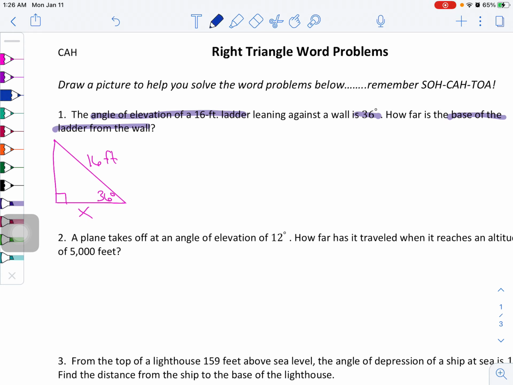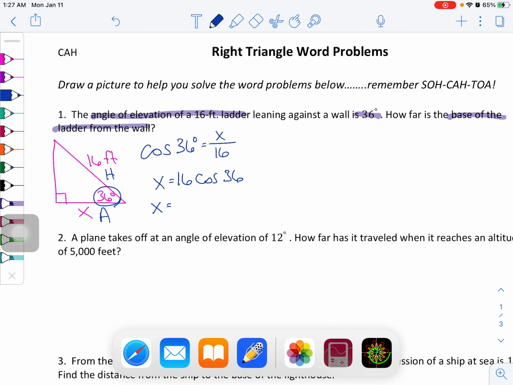So now that we've translated into a picture, from the picture, I want to translate into an equation. So here's my reference angle. I know this side's adjacent. I know this side's hypotenuse. So using those two pieces of information, I'm going to talk about the cosine of 36 degrees is equal to the adjacent over the hypotenuse. I am going to cross multiply to solve. So x is equal to 16 cosine of 36.